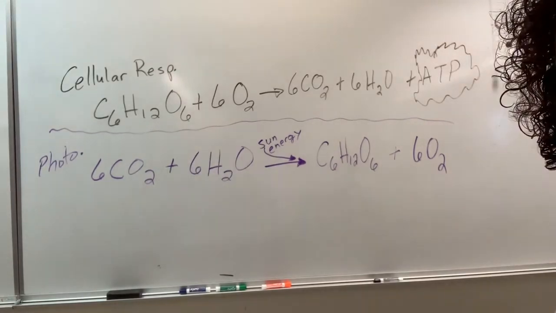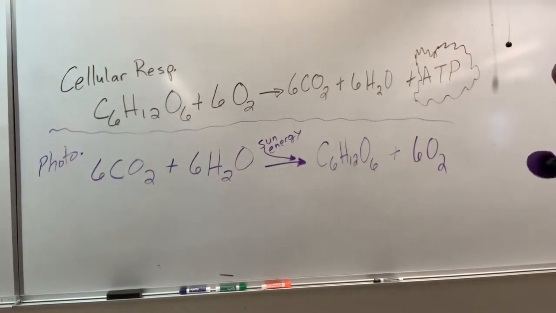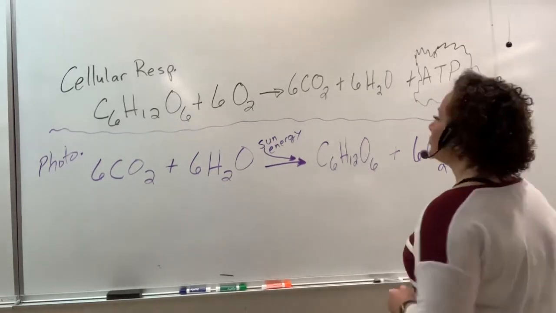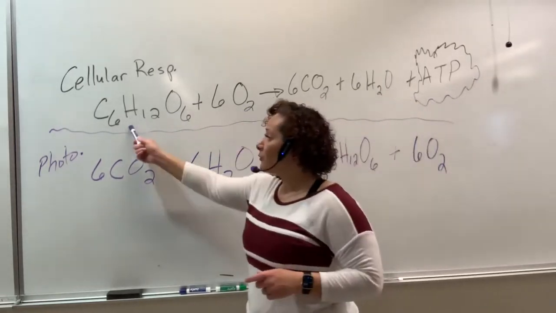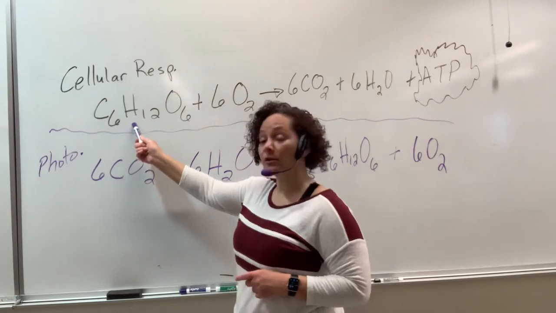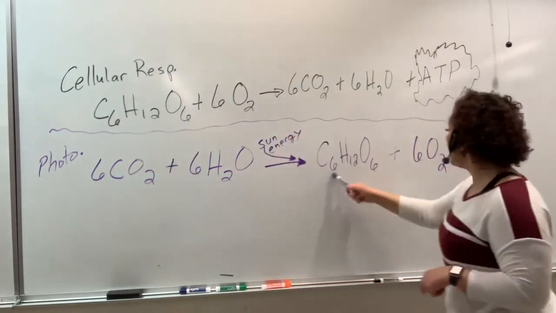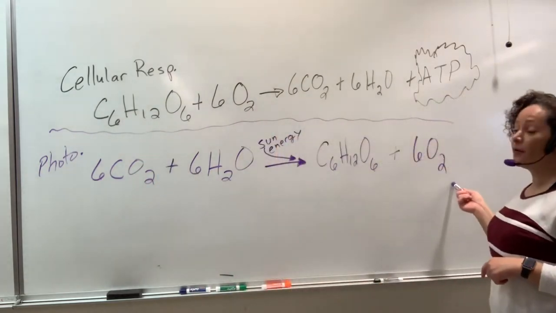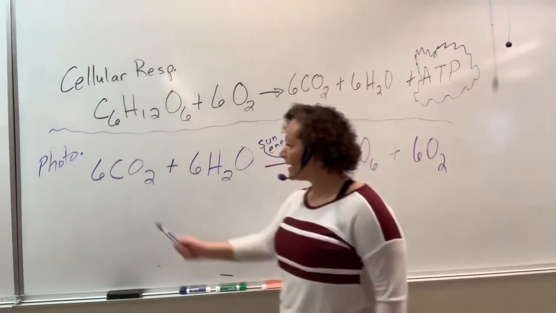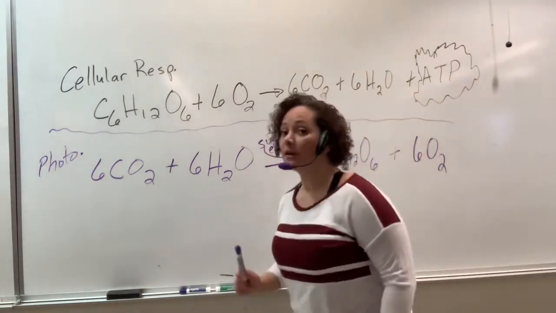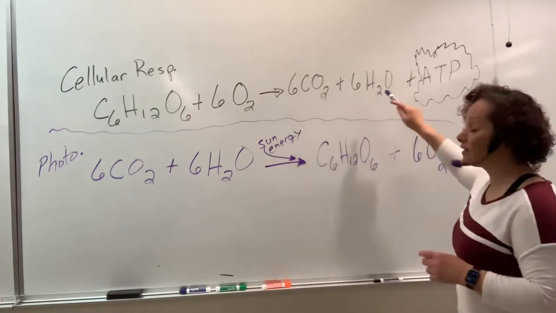Let me go ahead and turn off that little circle right there so you can see a little bit better. So the reactants of cellular respiration are the products of photosynthesis. The reactants of photosynthesis are the products of cellular respiration.